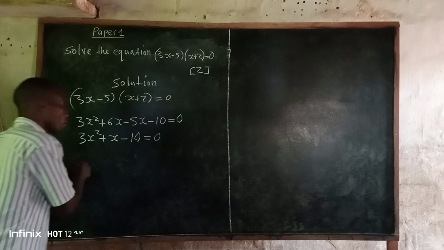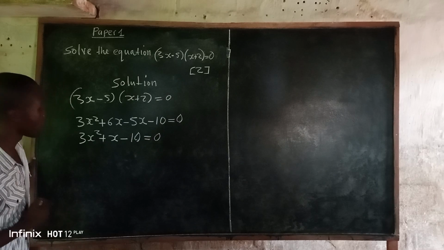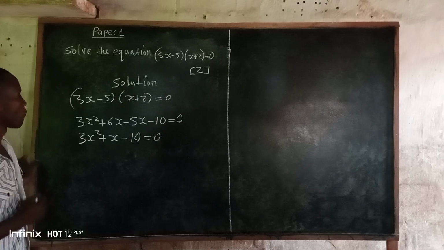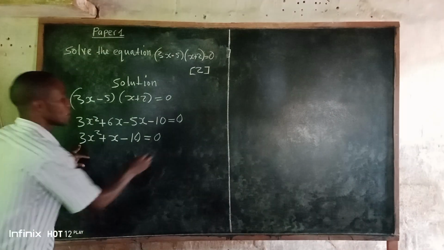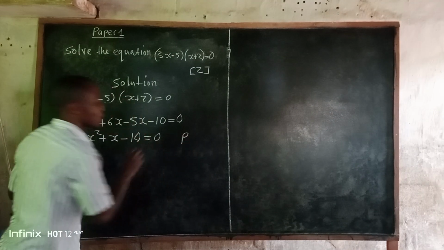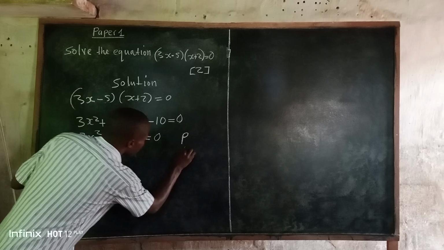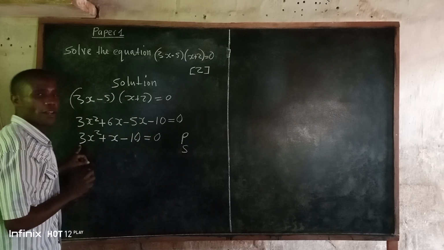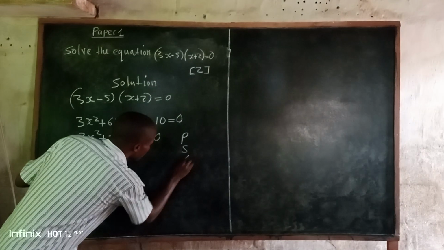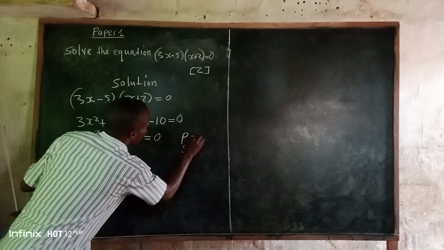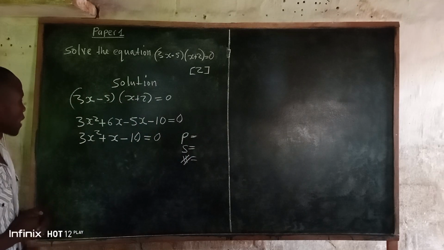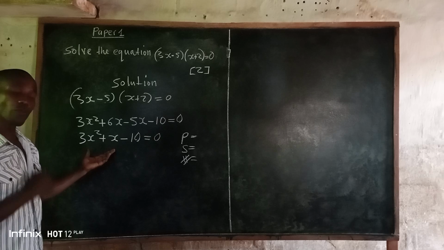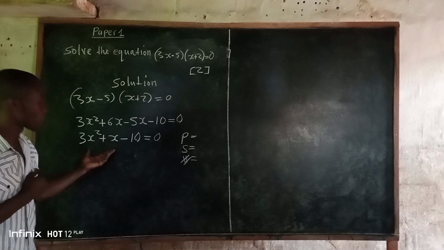For the factorization method, what are some of the things you are supposed to know first? I think we need to know the product. That is the first one. Then we have to know the sum. Then from the sum we have to know the factors. These 3 items are very, very important when you are using the factorization method.